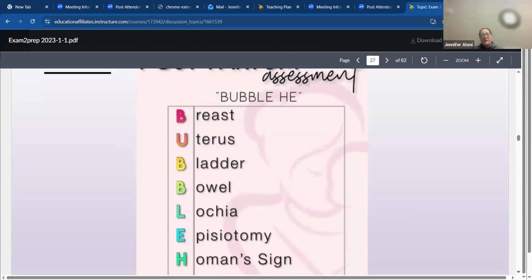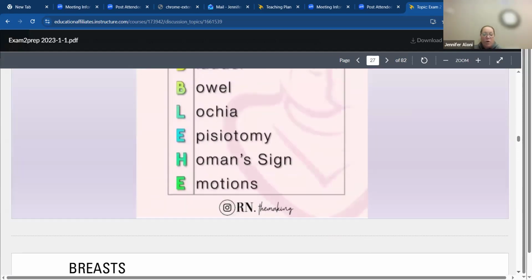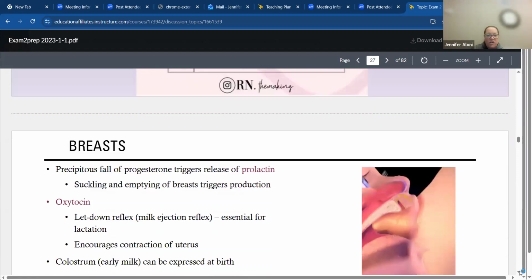All right, postpartum assessment, we're going to do BUBBLE. So it's going to be breast, uterus, bladder, bowel, lochia, and your episiotomies you're going to look at. Homan sign, you're looking for DVTs, and emotional, of course, your postpartum depression screenings.